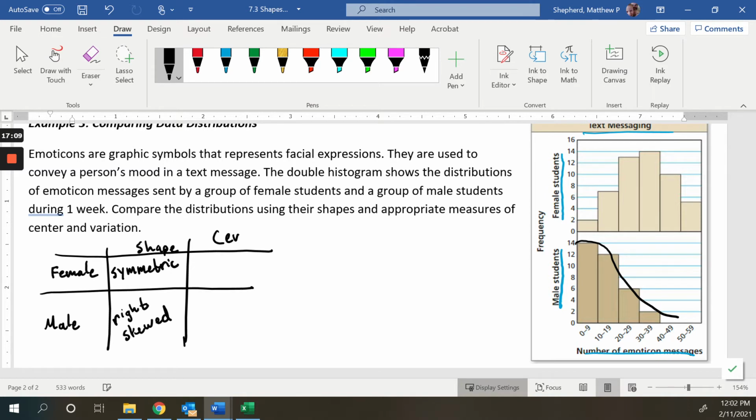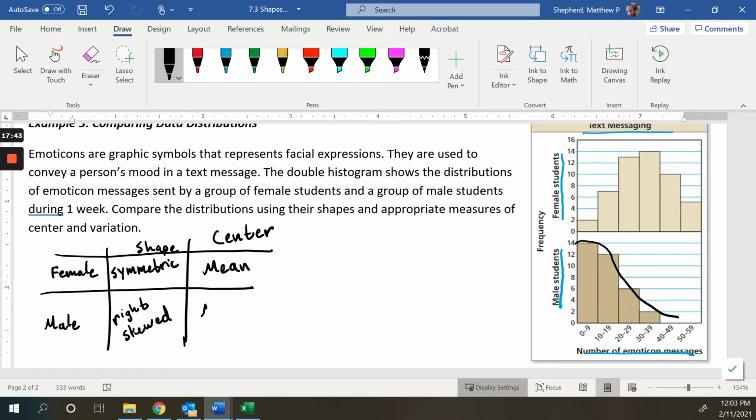The measure of center that I would use to compare them, for the female students, the measure of center I'm inclined to use is the mean. Now the mean, because it is symmetric, is going to be at about the center of the peak, of where things are peaking. So I might even say it might be around there. So around 29 or 30 text messages that have an emoticon in it.